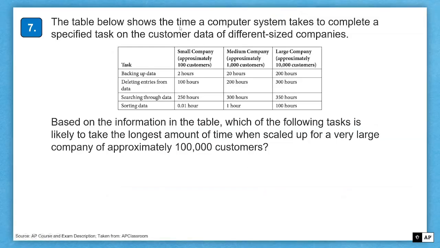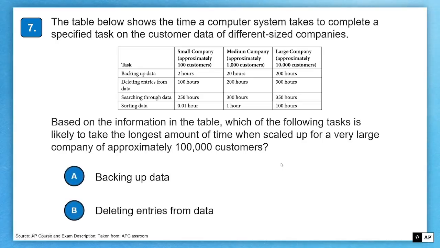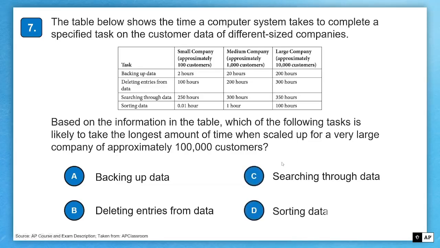Question 7, we have a table that shows the time a computer system takes to complete specified tasks on the customer data of different size companies. The tasks are backing up data, deleting entries, searching through data, and sorting data. The company sizes are small at 100 customers, medium at 1,000, large at 10,000, and how much time each of those takes. Based on the info in the table, which of the following tasks is likely to take the longest amount of time when scaled up for a very large company of approximately 100,000 customers? Backing up data, deleting entries from data, searching through data, or sorting data.